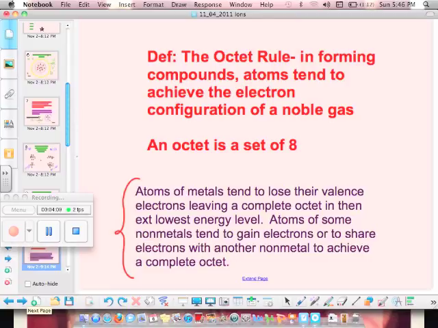But atoms of metals tend to lose their valence electrons so that they can move down lower to a filled orbital. However, atoms of nonmetals, so everything on the right side of the periodic table, will try to gain electrons so it's closer to a noble gas. And we will go into this when we start talking about ionic bonding.